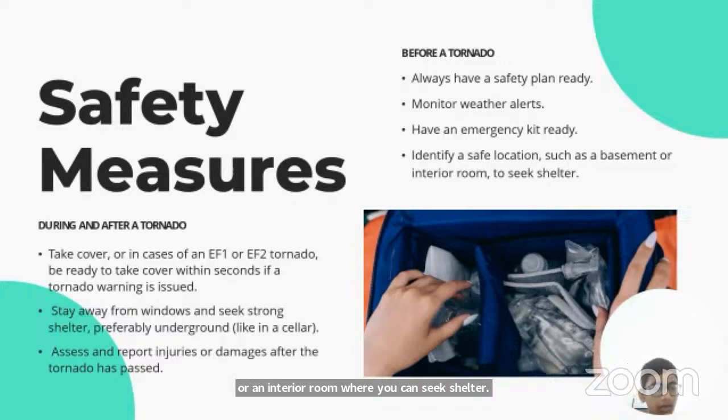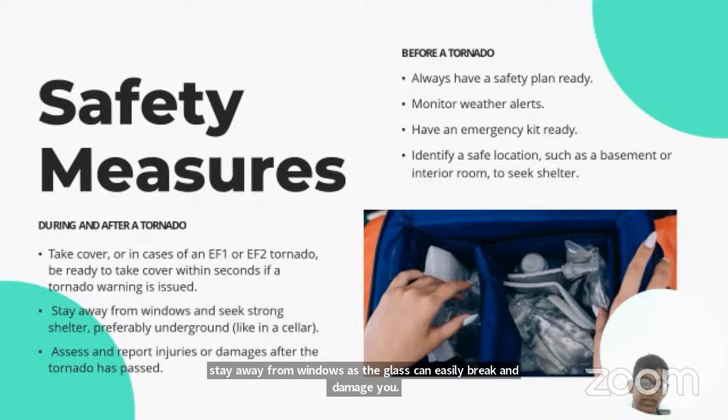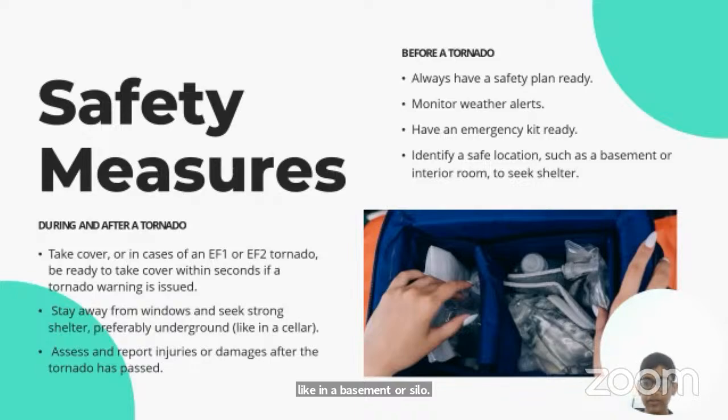During and after a tornado, take cover, or as in cases of an EF1 or EF2 tornado, where the tornado won't be so fast, be ready to take cover within seconds. But you don't have to take cover when the warning is issued immediately. Stay away from windows, as the glass can easily break and hurt you. And seek very strong shelter, preferably underground, like in a basement or cellar. Assess and report injuries or damages after the tornado has passed.